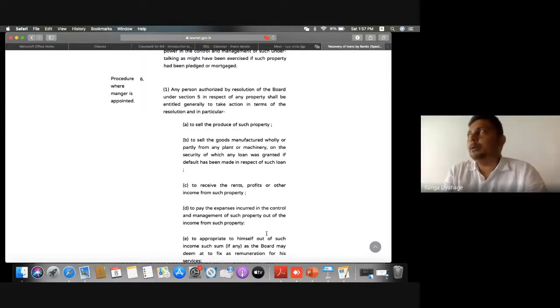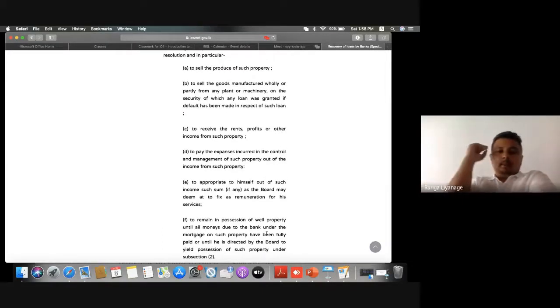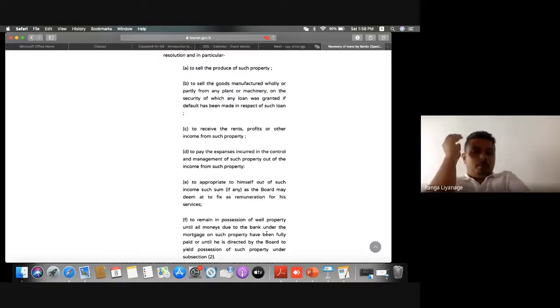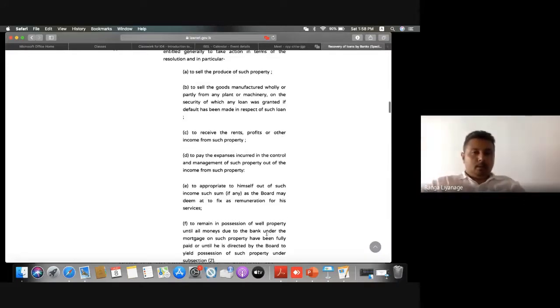So under section 5, that particular person who is empowered by the board resolution to enter into the property will also have the power to sell the produce of such property. If there is production, he can sell the produce of the property, sell the goods manufactured wholly or partly, and receive the rents and profits. Basically, he gets the authority and the powers of the borrower as the owner of that property to pay the expenses incurred upon and control the premises, and to appropriate to himself out of the income from that property remuneration for his services, because this person is now appointed as the manager of that particular property.